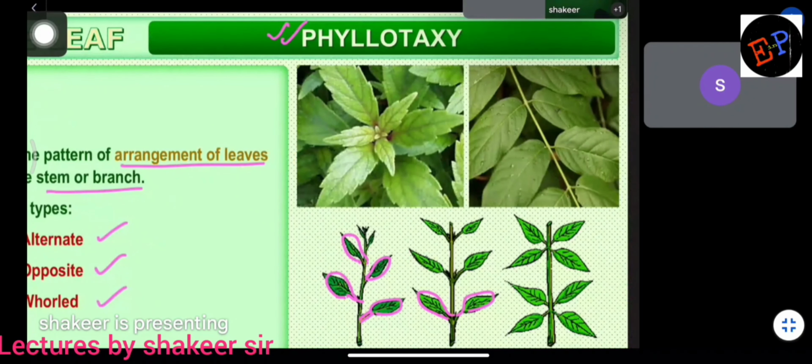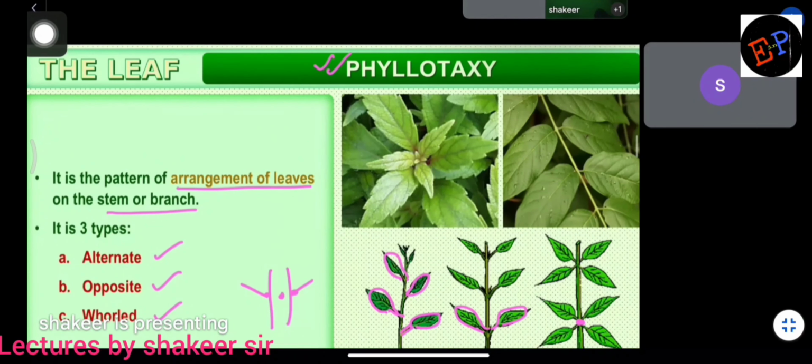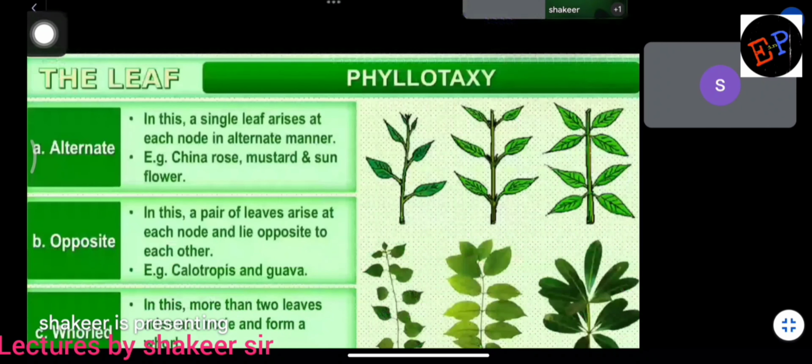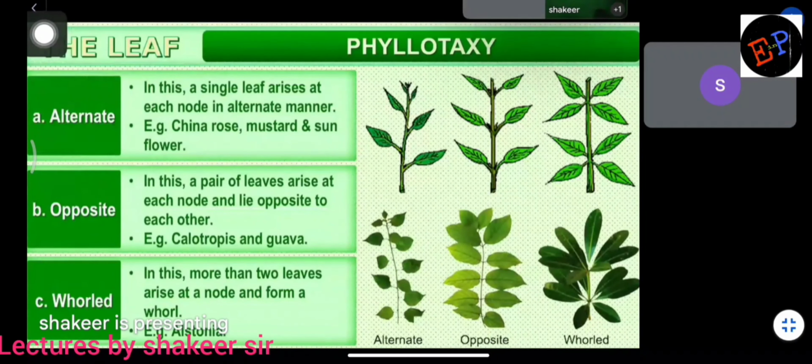Next, whorled means all the petioles originate surrounding the stem. For example, if this is the stem, here you will find the origination of one petiole, here another petiole, and here another. So all the petioles or leaf bases are attached to the stem at the same point, surrounding the stem. That type of arrangement you can call the whorled type of phyllotaxy. So how many types are there? One is alternate, second is opposite, and the third is whorled. Next, alternate. We have already understood them.